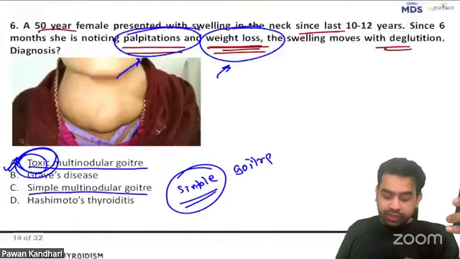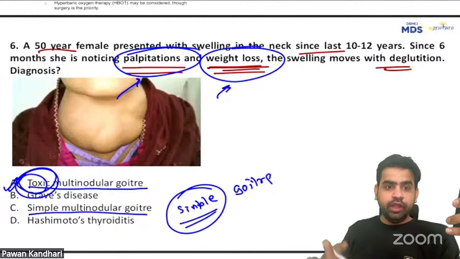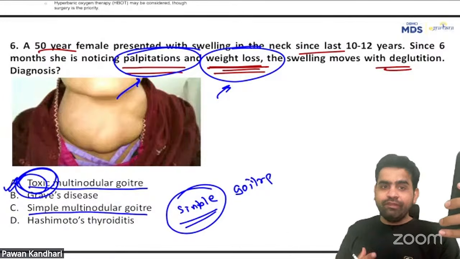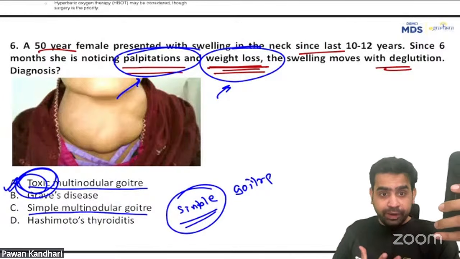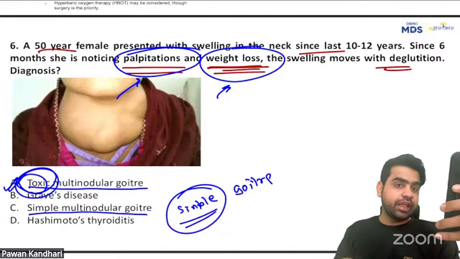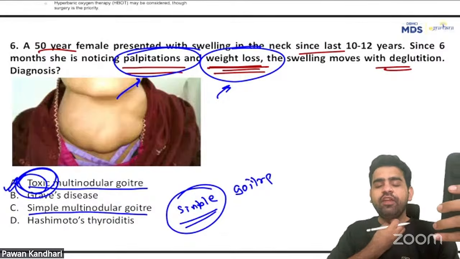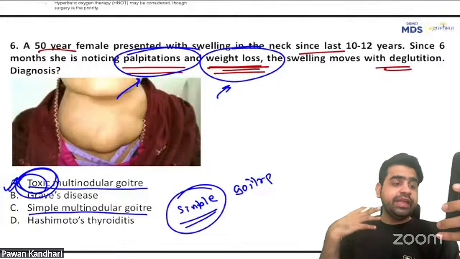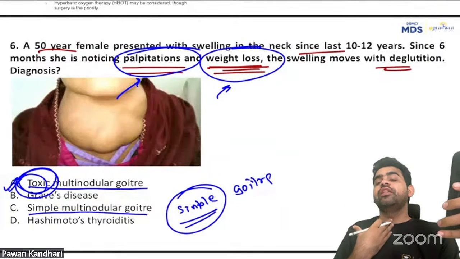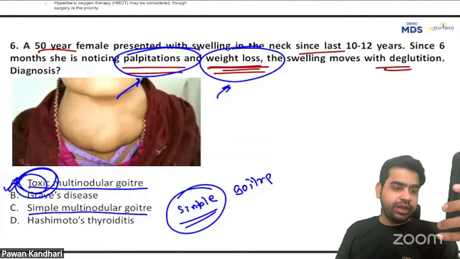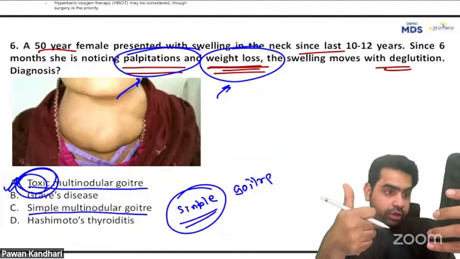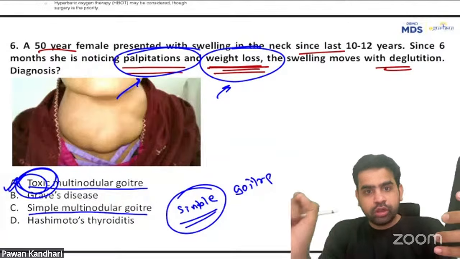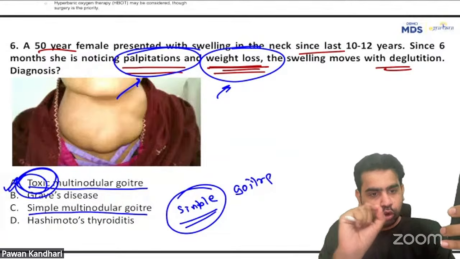Why not Graves? In Graves, there is a uniform kind of enlargement. What I have heard from the students is that the image showed a bosselated appearance. In Graves, first of all, you will not have a very characteristic enlargement, since it is just antibodies directed against the gland. Even if a slight enlargement is there, it will be homogeneous, not multinodular. So simple goiter is not the answer, and Graves is not the answer. The answer over here is toxic multinodular goiter or a toxic goiter, whatever was there in the option.